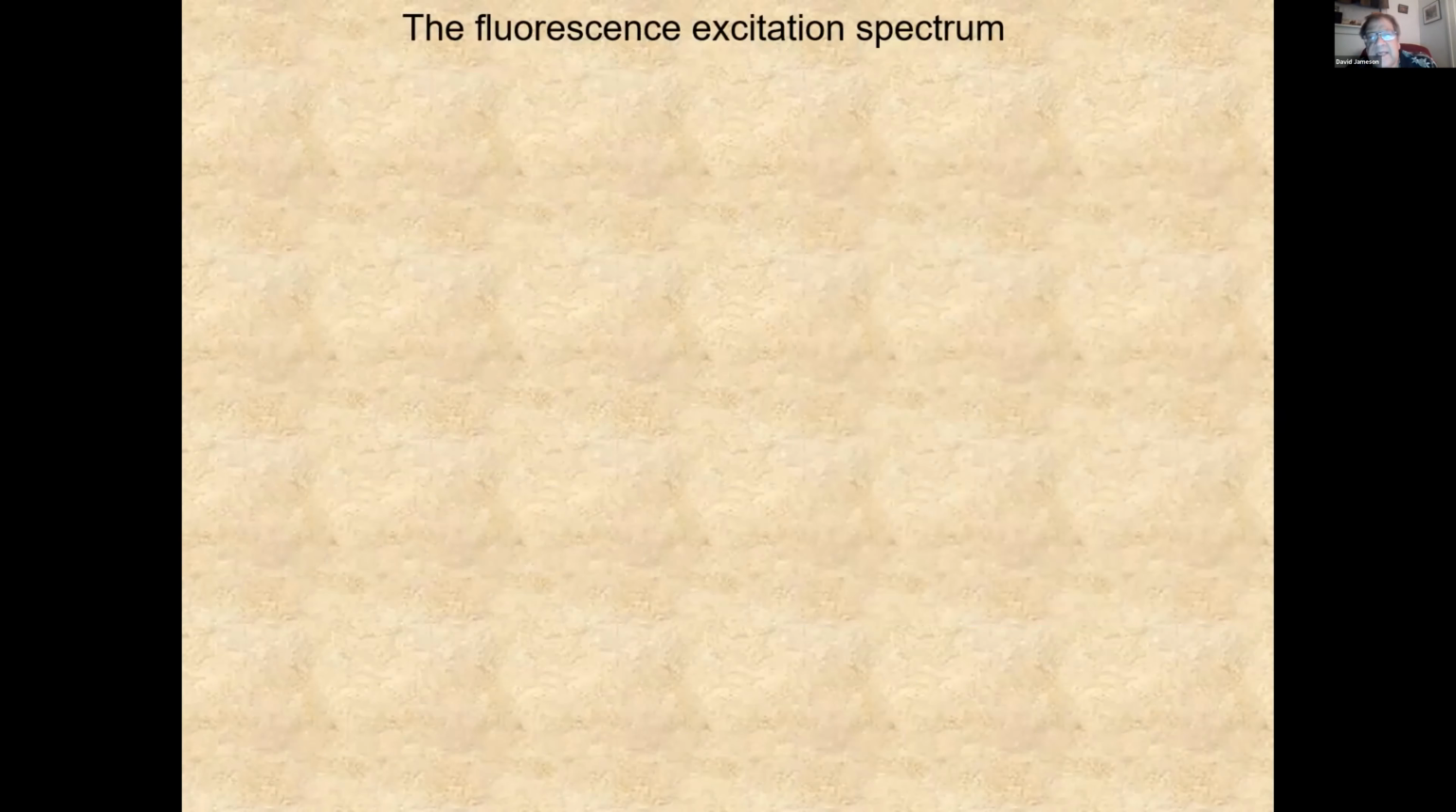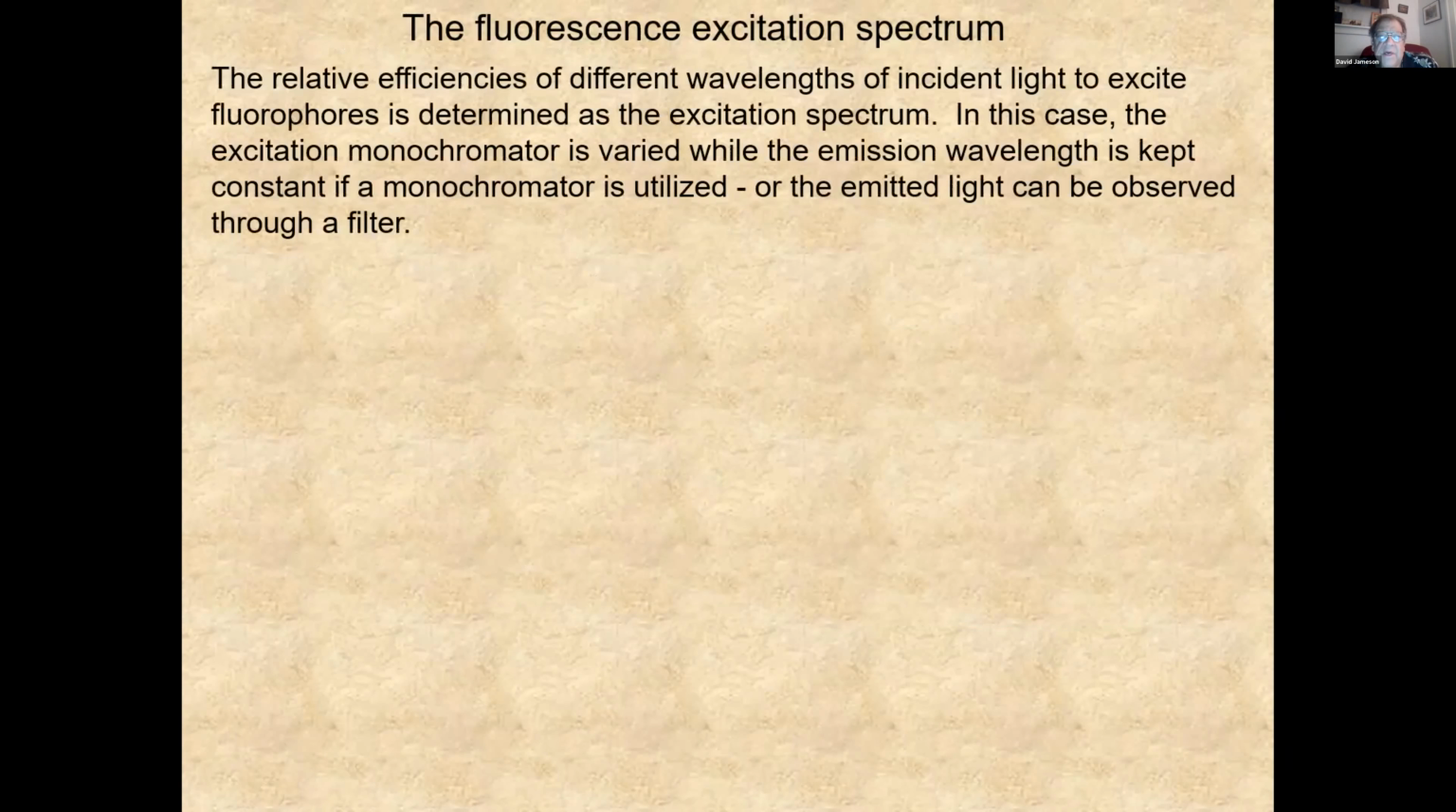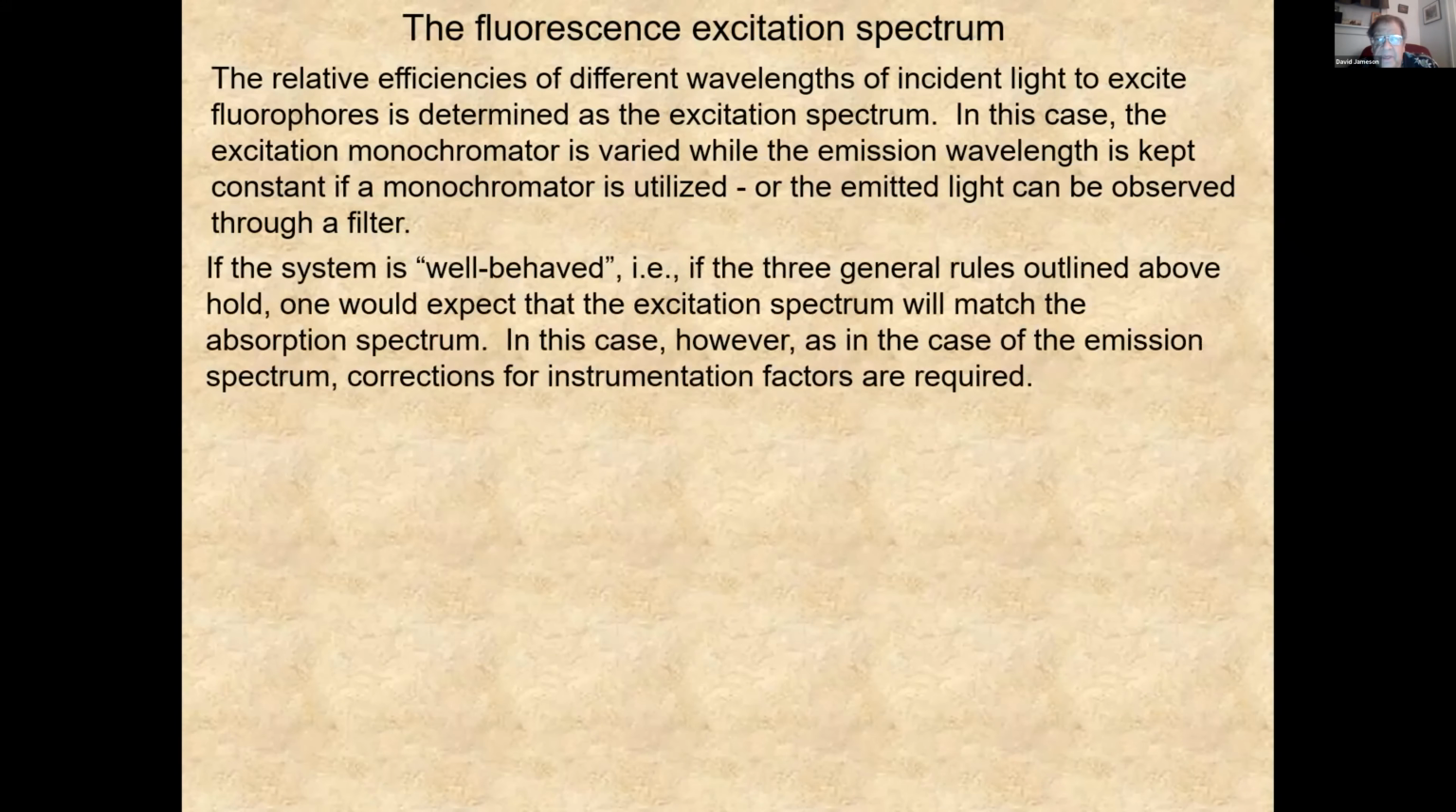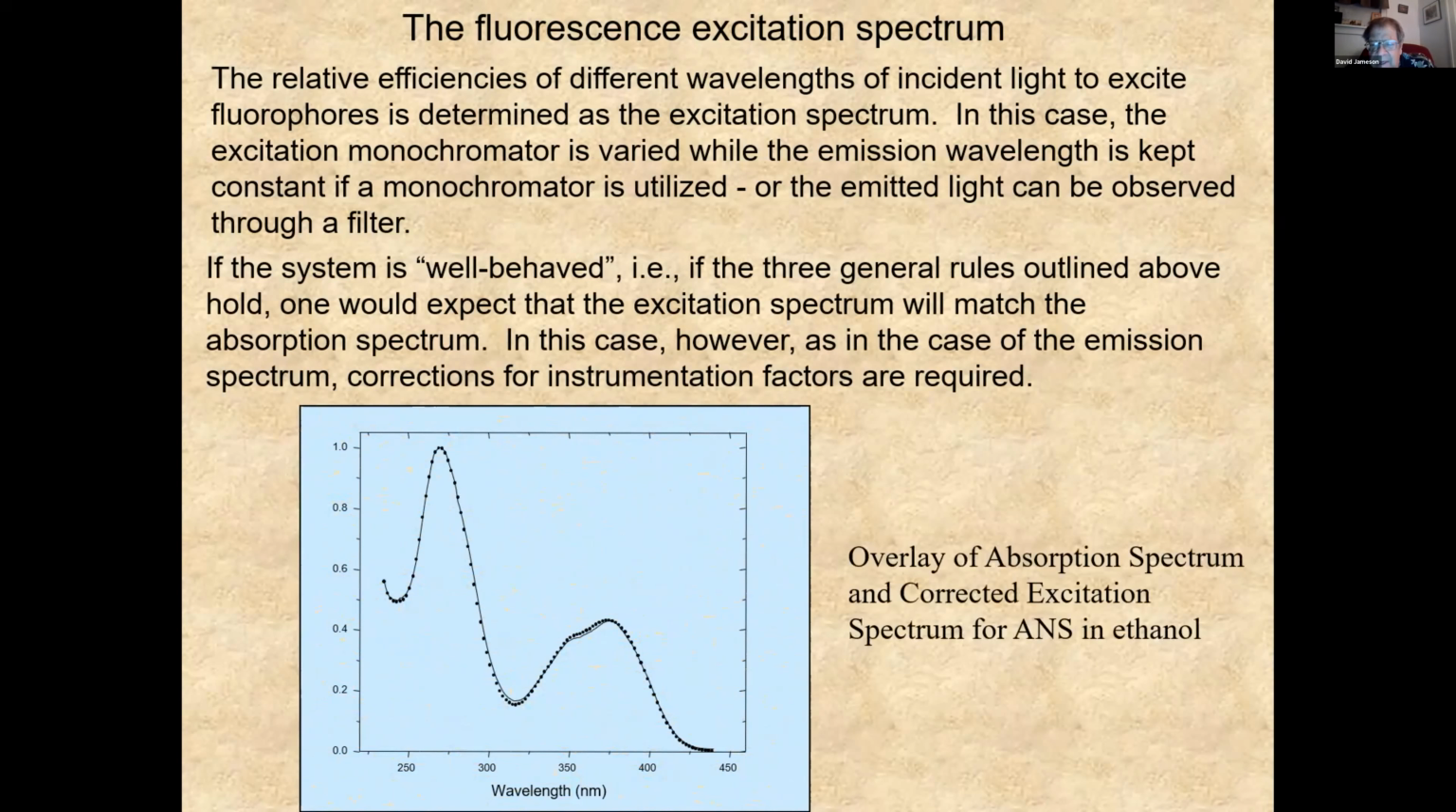So let's talk first about the excitation spectrum. So here we're looking at the relative efficiencies of different wavelengths of incident light to excite the fluorophores. So you keep the emission wavelength fixed and you change the excitation. Now, if the system is well behaved, these general rules would hold, and the excitation spectrum will match the absorption spectrum. Although you do have to do corrections. So here's an example. This is an overlay of the absorption spectrum and the excitation spectrum for ANS in ethanol. And we see they're a very, very good match.